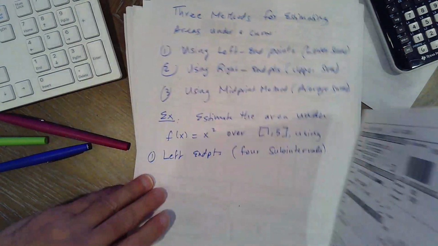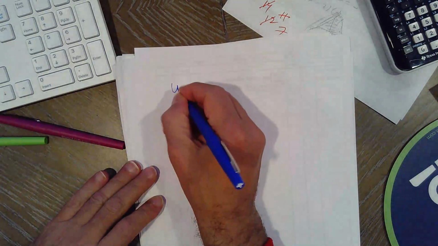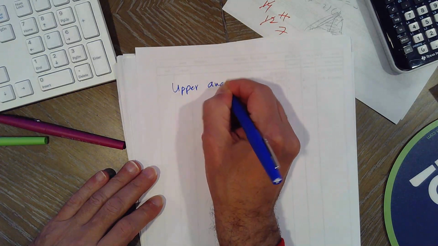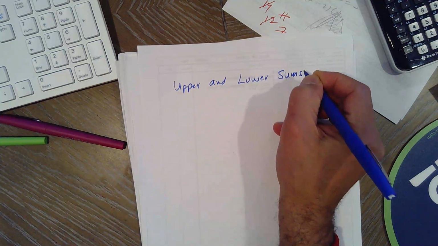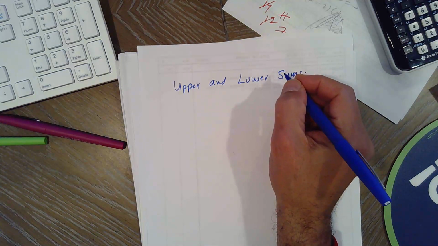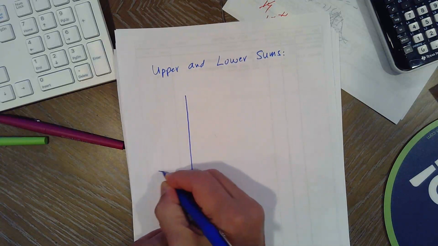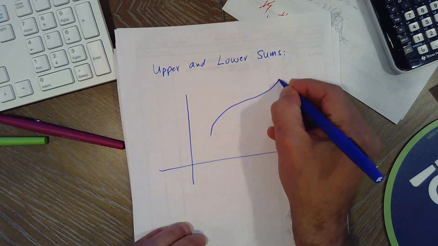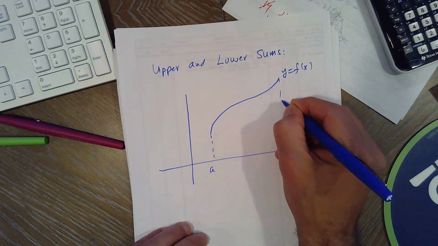Upper and lower sums. Again, I'm not going to write down everything that's in the notes. You can just add the notes. They're all in there. So we're given a function y equals f of x over an interval [a, b], a continuous function over a closed interval.